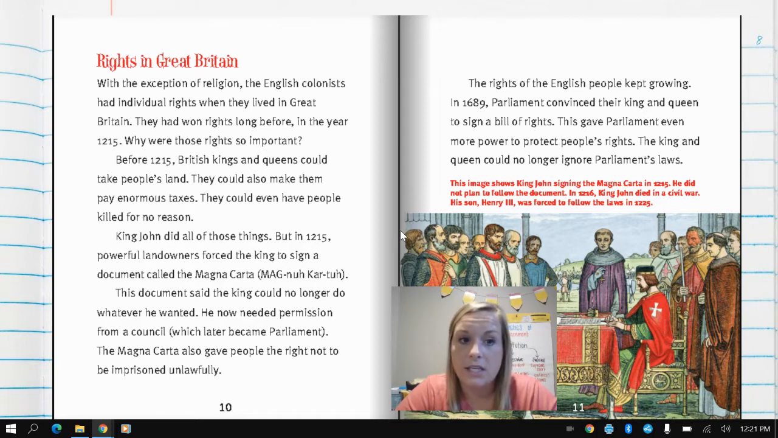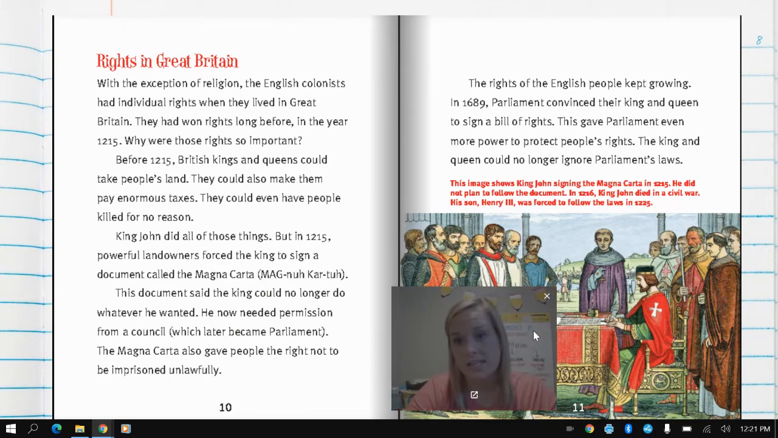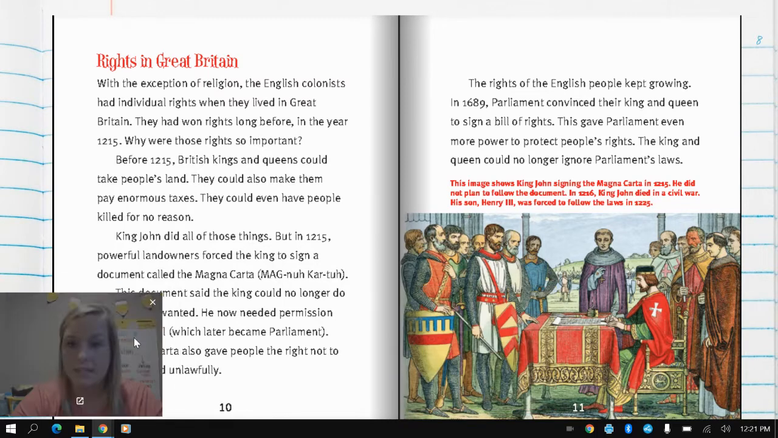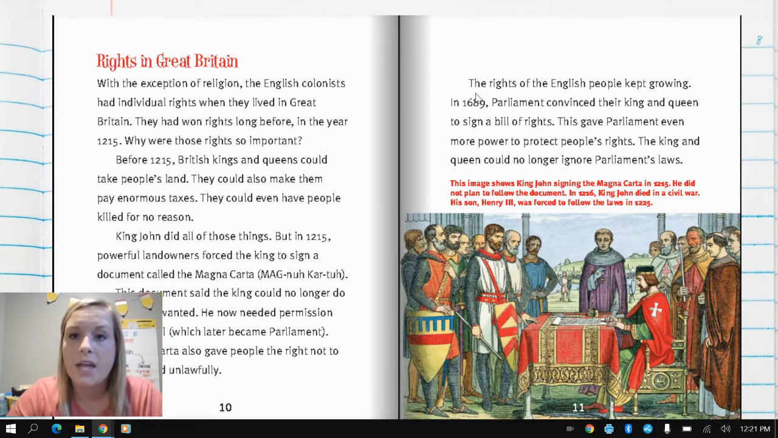But in 1215, powerful landowners forced the king to sign a document called the Magna Carta. This document said the king could no longer do whatever he wanted. He now needed permission from a council, which later became Parliament. The Magna Carta also gave people the right not to be imprisoned unlawfully. So they can't just decide to put someone in prison for no reason. It was that unlawfully.